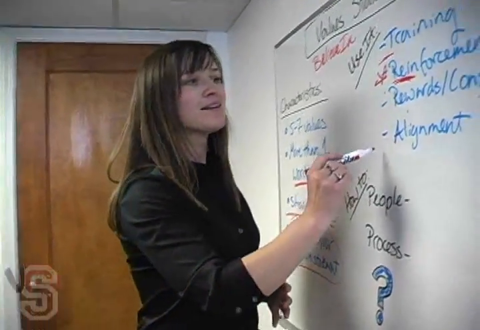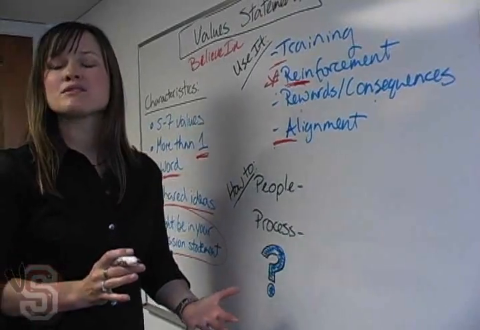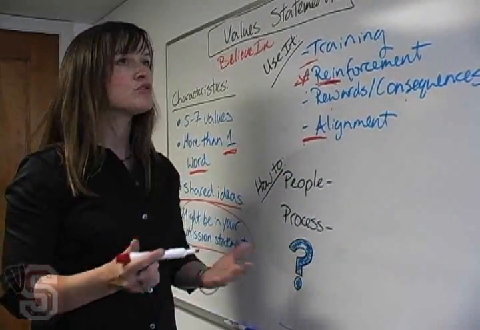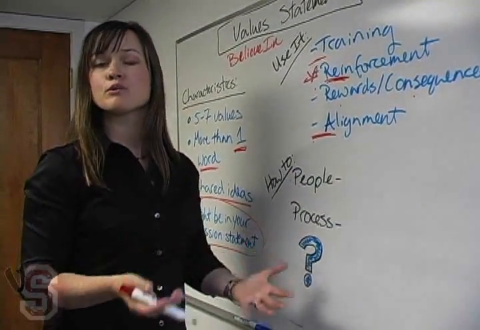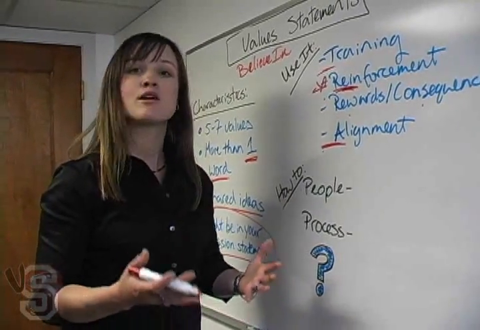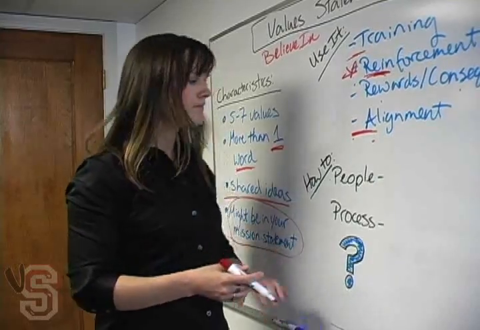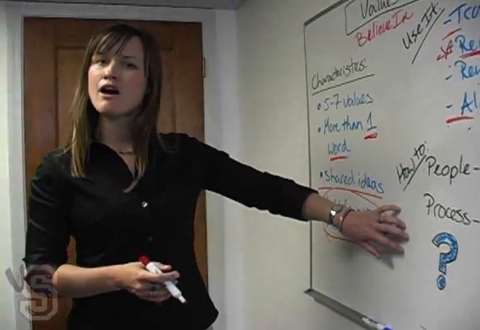So alignment is the last thing on how to use it. So perhaps customer satisfaction is one of your values. Well, then you should have a policy that you'll have 100% satisfaction guarantee for all of your services or products. There's alignment between your policies and your value statement. So how do we put a value statement together?